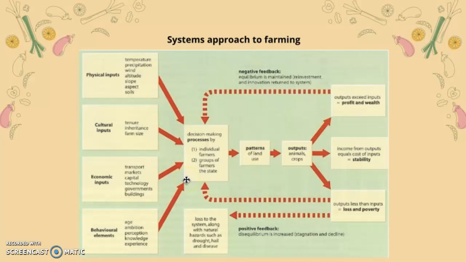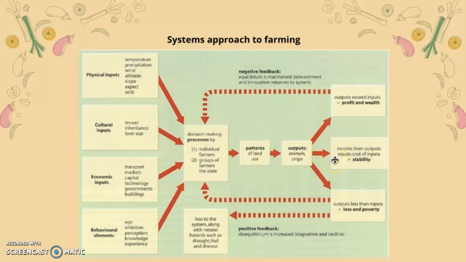or the state. And then you have the processes in the system, patterns of land use. And then you have your outputs, animals, crops, and then from the outputs comes input. Okay, so there's basically three scenarios.